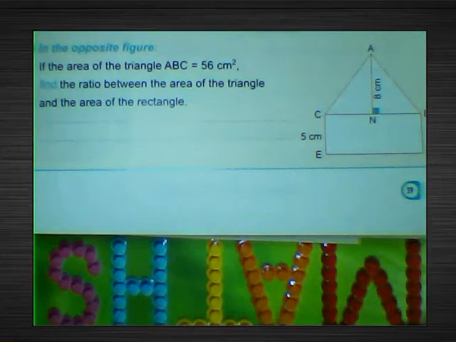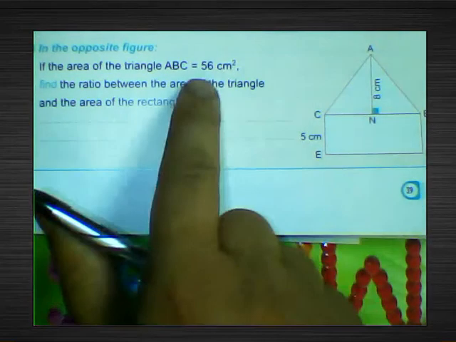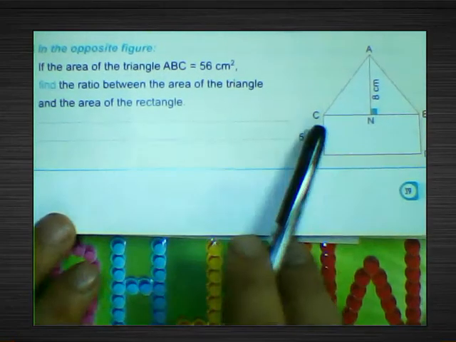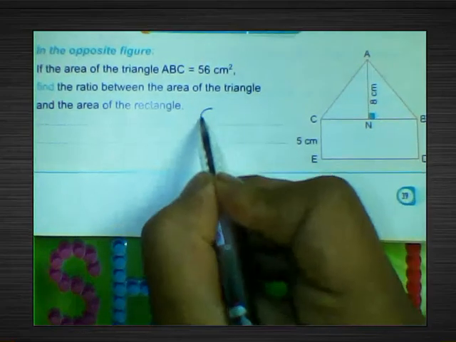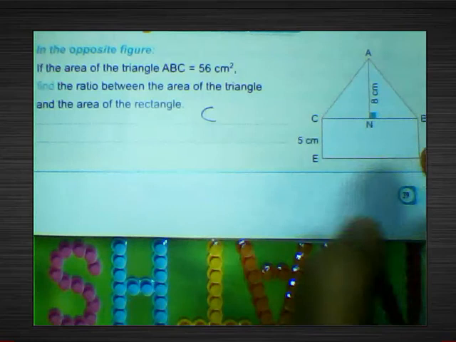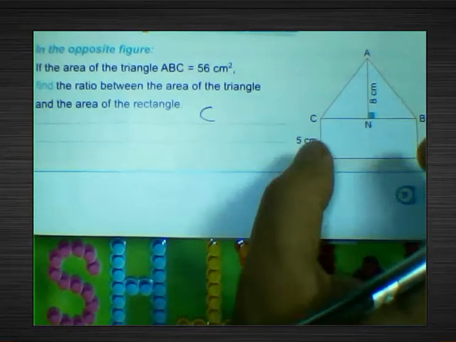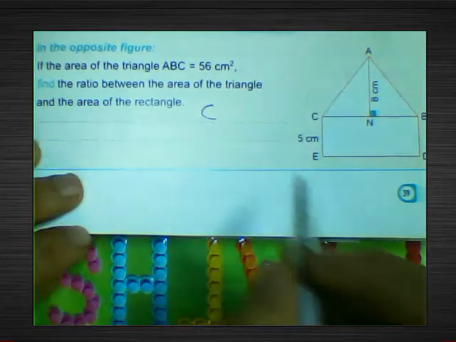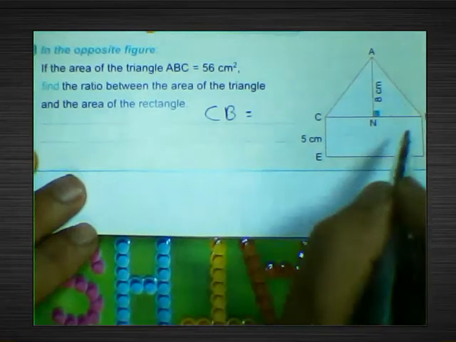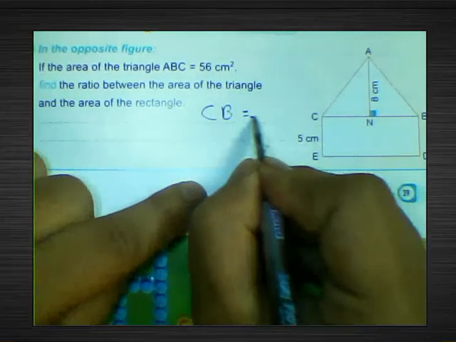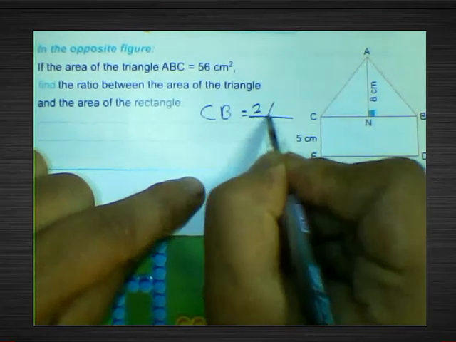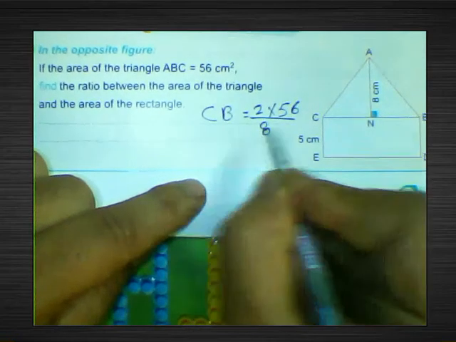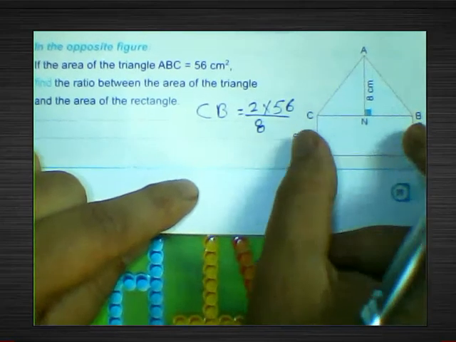Think and explore. In the figure outside, the area of triangle ABC equals 56 centimeter power 2. Find the ratio between the area of the triangle and the area of the rectangle. First, we must find the length of CB. CB is the base. We can find the area of the rectangle by finding the length of CB because CB is the length and CE is the width. So we'll find the length of CB. CB is the base. Who can solve it? We can find the length of CB by 2 times the area of the triangle, 56, divided by the height, because the area of a triangle is half times the base times the height.